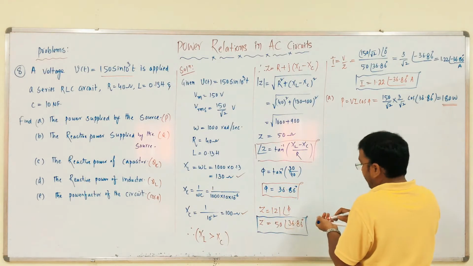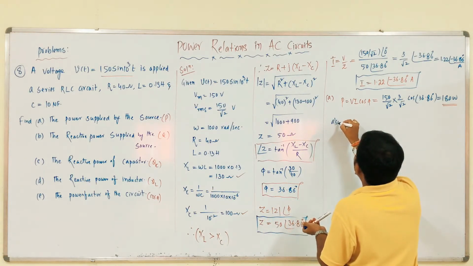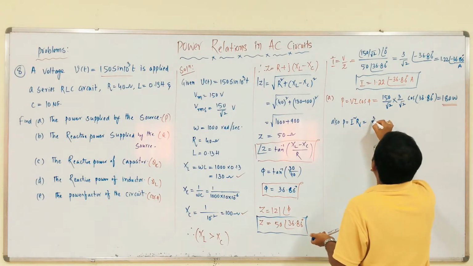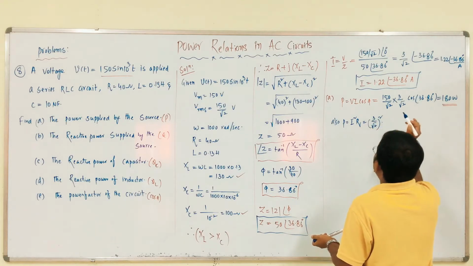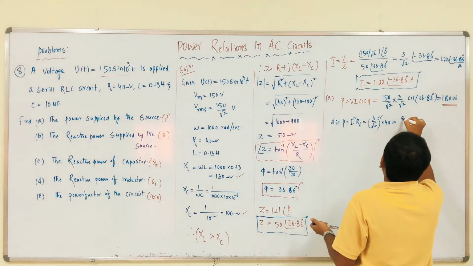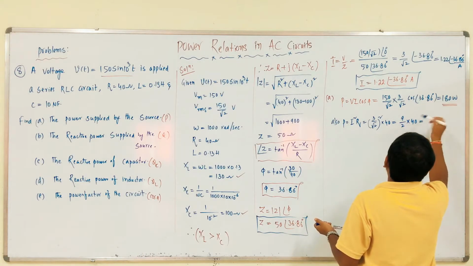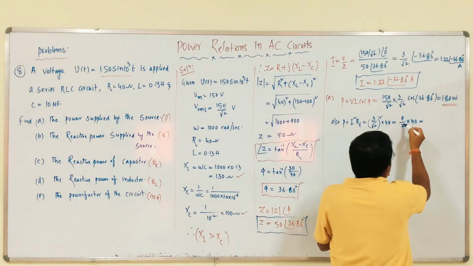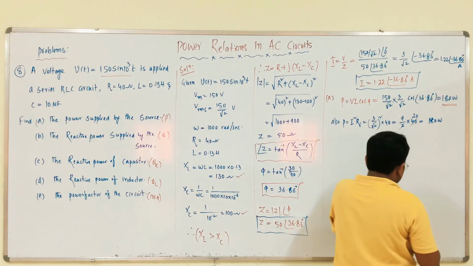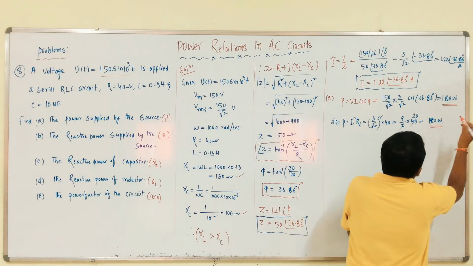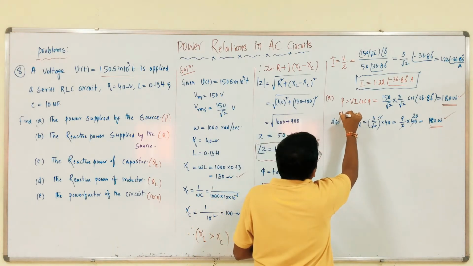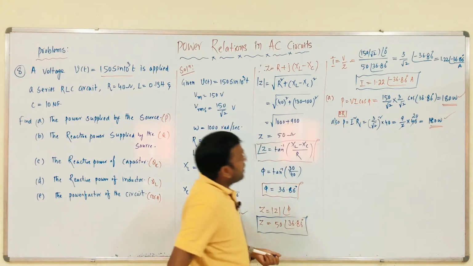Or we can also calculate P equals I square into R. What is the value of I? 3 by root 2, and R is 40. From this, 9 by 2 into 40, that is 180. So from this also we get the power supplied as 180 watts. So the first part is completed.